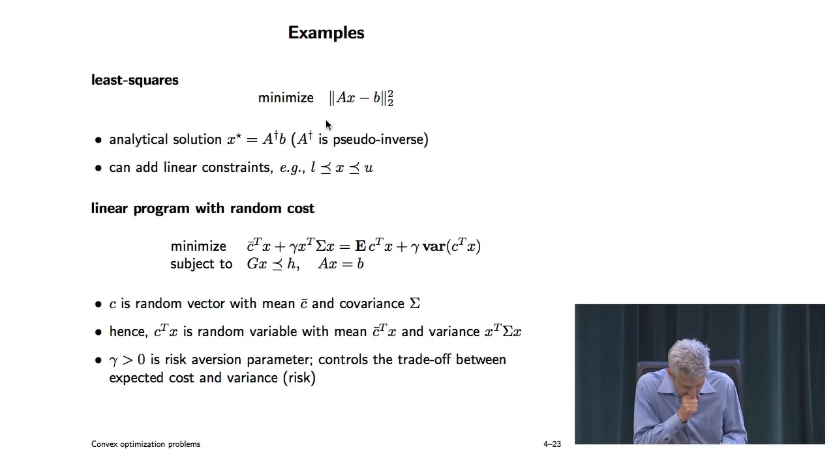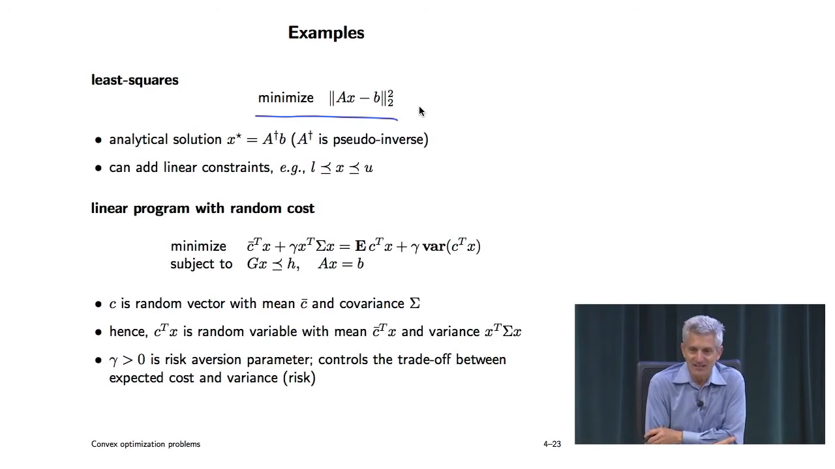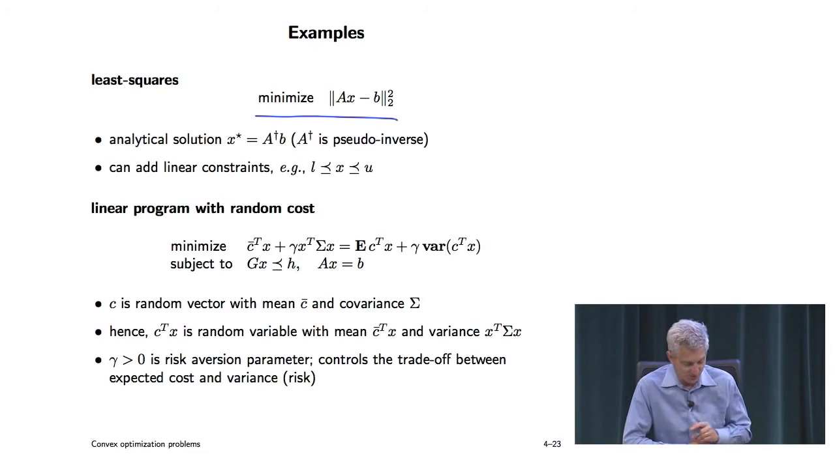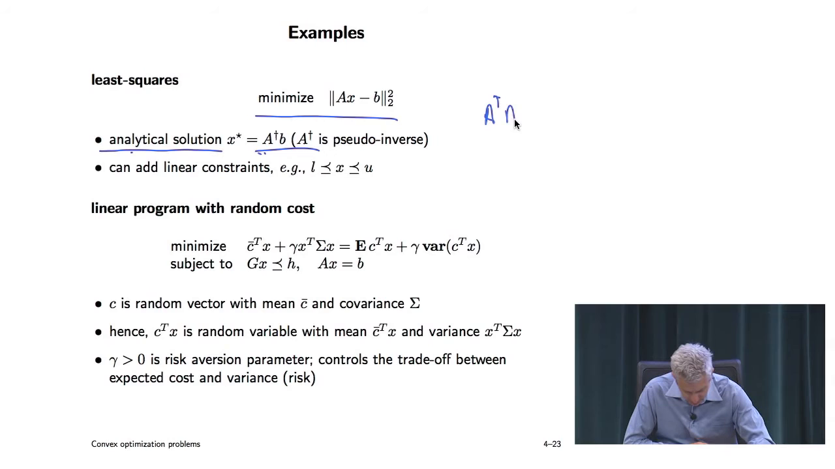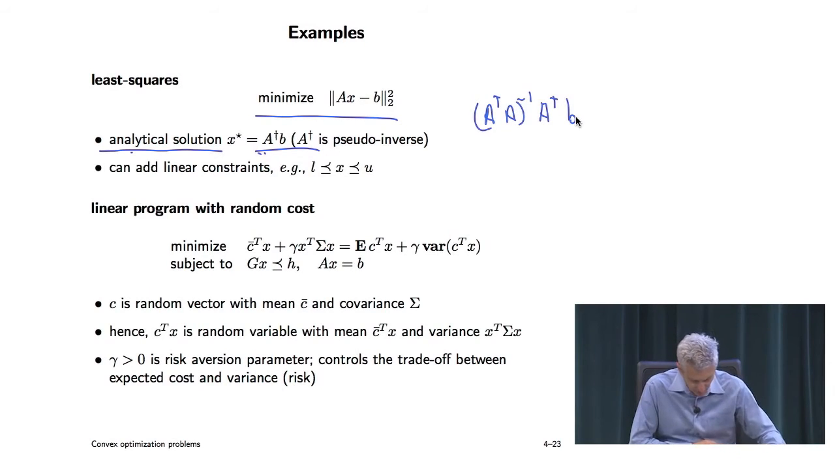Well, here's the most basic convex optimization problem: least squares. So minimize norm Ax minus b, 2-norm squared. It's also called regression. It's least squares. And it's got just an analytical solution, right? It's A dagger b, and that's (A transpose A) inverse A transpose b. That's assuming A is full rank. Okay, so that's if A is full rank and skinny. But in general, it's given by the pseudo-inverse, the Moore-Penrose inverse.